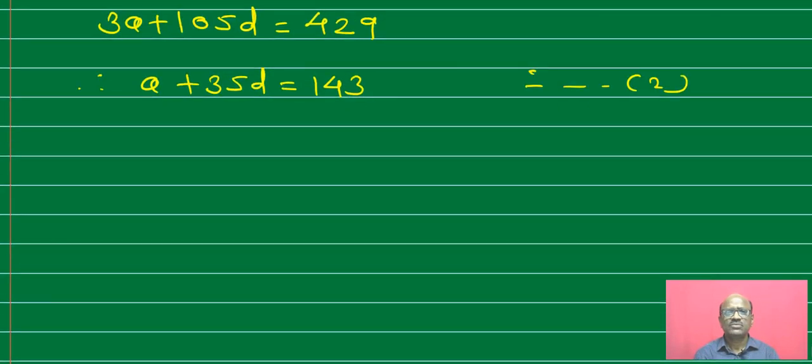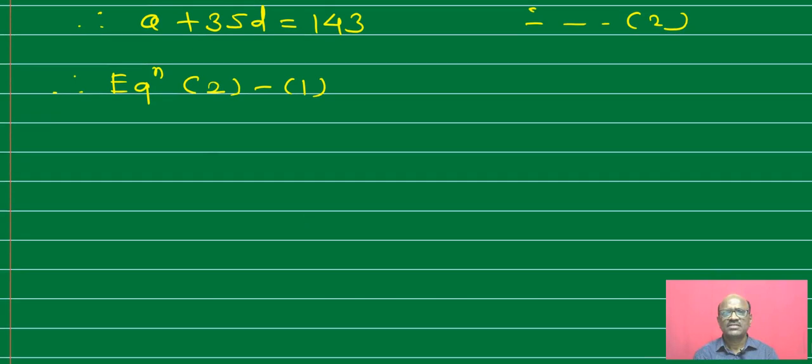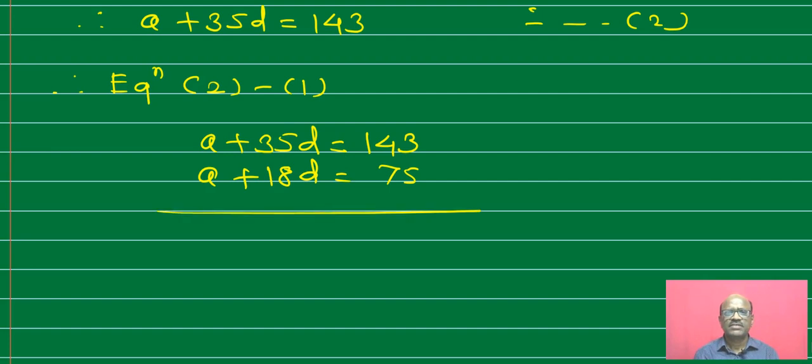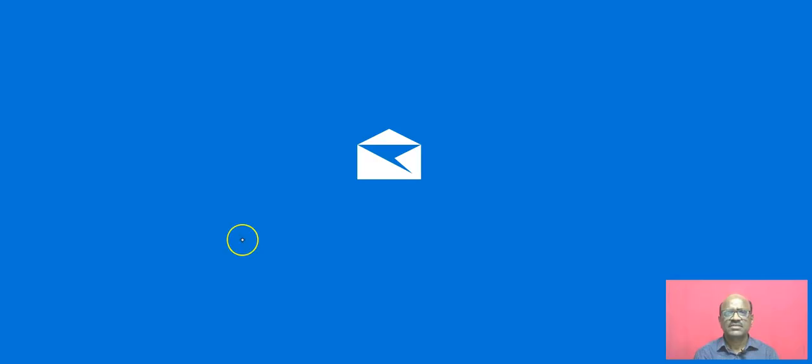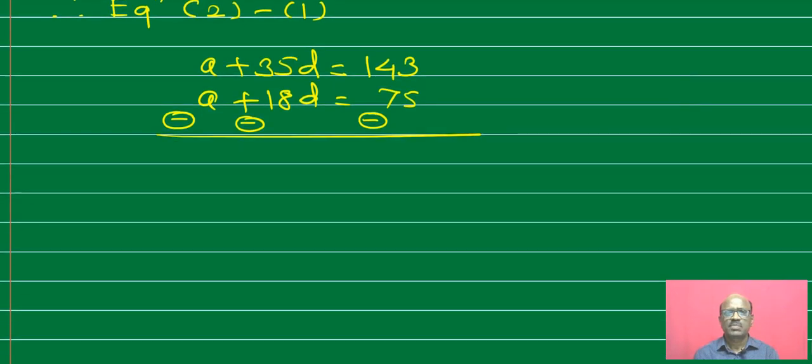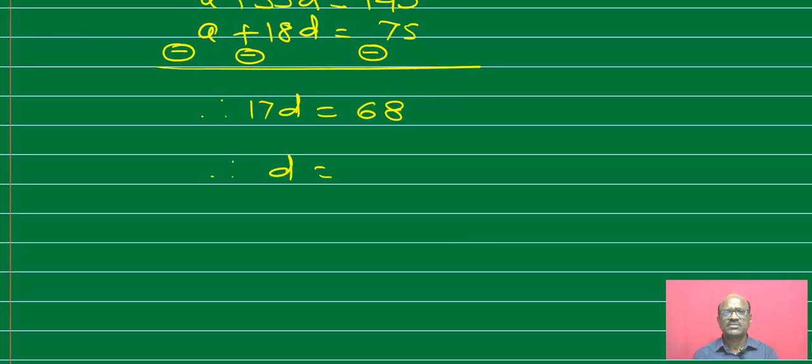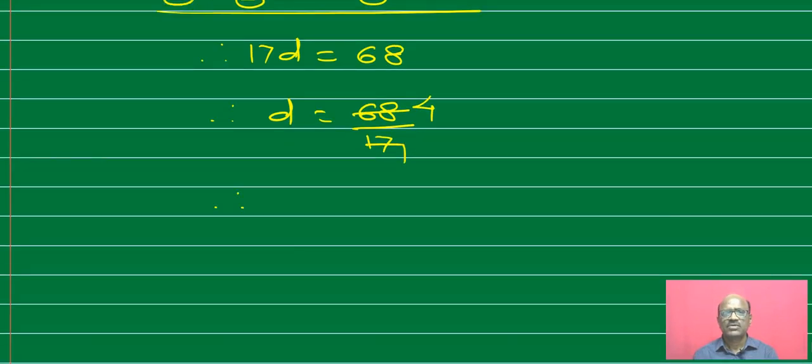Equation 1 and equation 2. Now solve these two equations simultaneously. That is equation 2 minus 1. A plus 35d is equal to 143 and a plus 18d is equal to 75. Subtraction. Then we get 17d is equal to 68. Therefore, d is equal to 4. Common difference is 4.